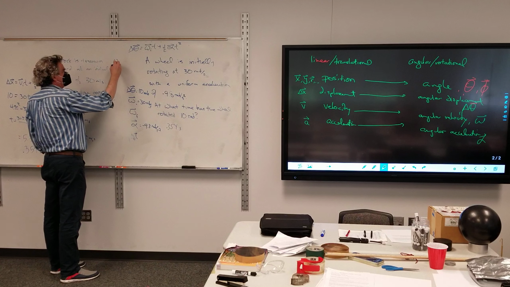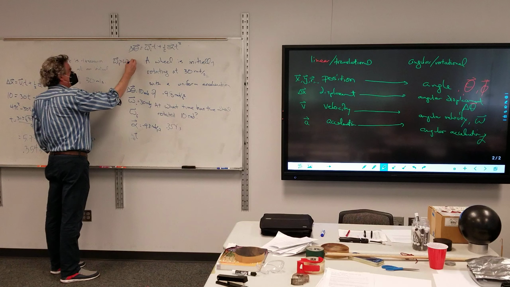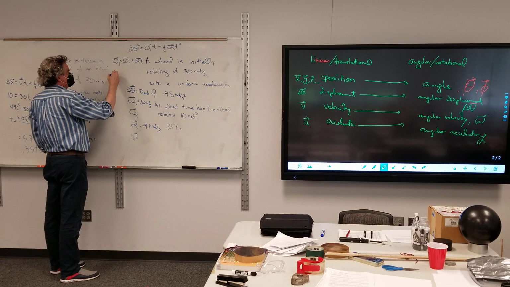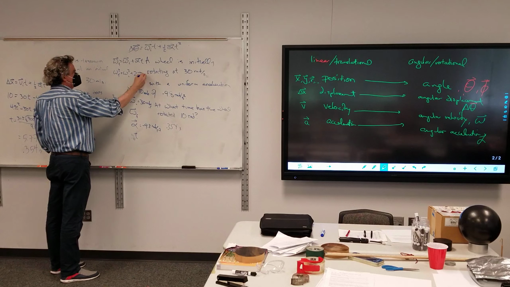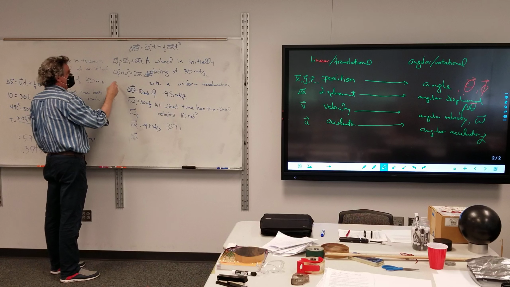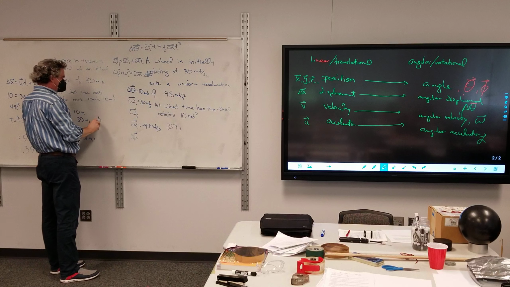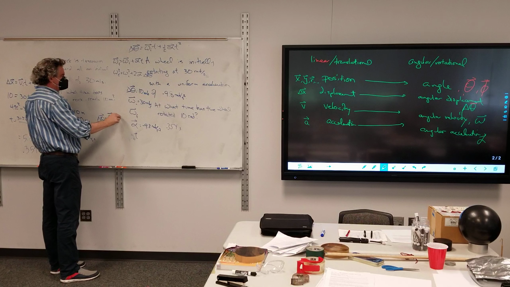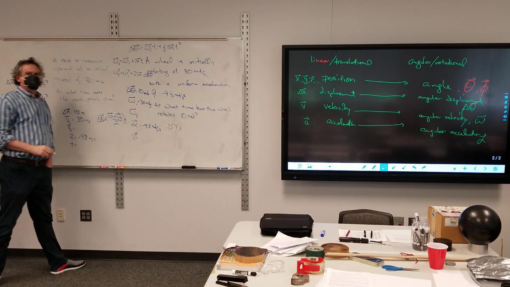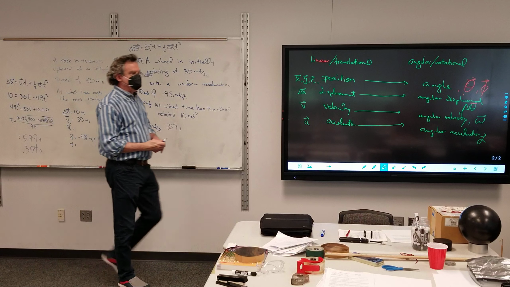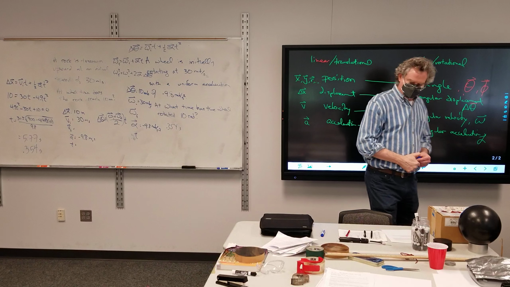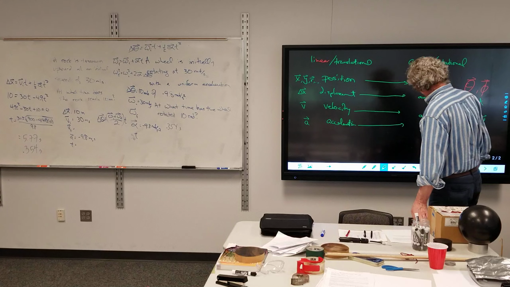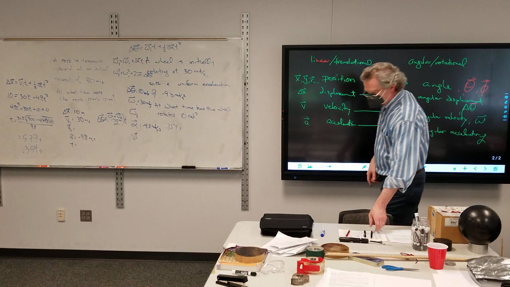The other ones: omega final is equal to omega initial plus alpha t. Omega f squared equals omega i squared plus 2 alpha delta theta. And I guess the last one is delta theta is equal to omega initial plus omega final over 2 times time. Matter of fact, it works for more than just that. There it is.